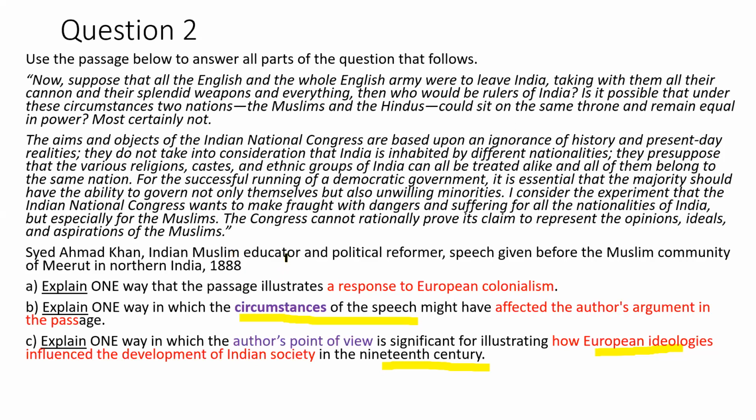He's an educator and a political reformer, which means he is most likely well educated. He is trying to reform the political system, which means he is not invested in the entrenched beliefs. He is trying to change whatever the existing system is, and he's giving this speech before fellow Muslims in northern India, 1888, during the key period of imperialism that this unit deals with.